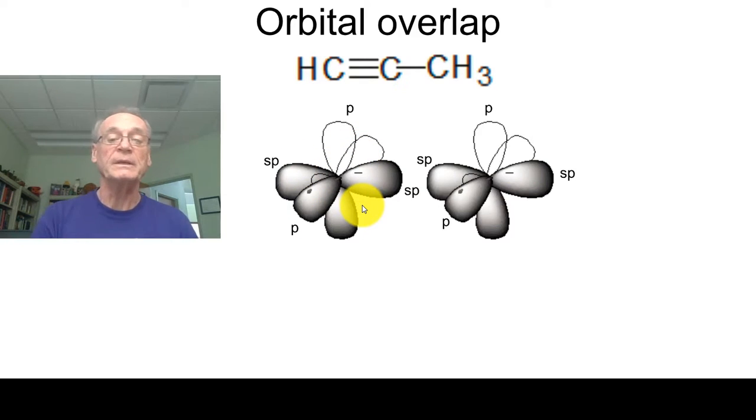So here's another sp hybridized atom. So this one represents that carbon. This one represents that carbon.